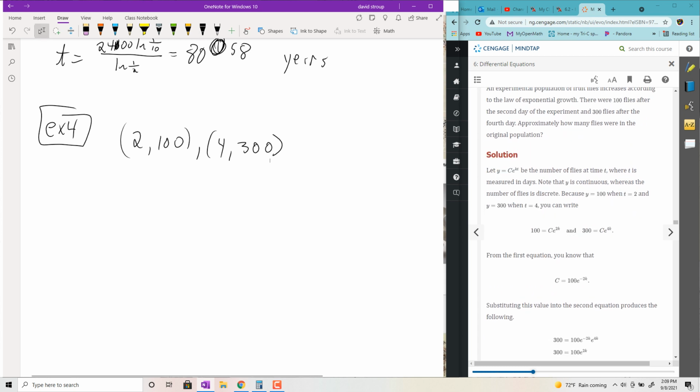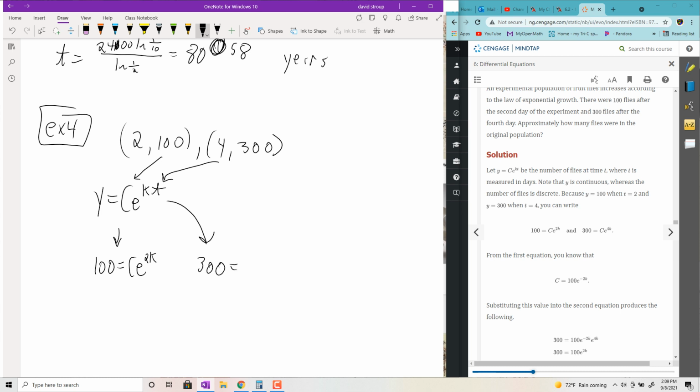The way they solve it is a little weird. So let's take a look. y equals Ce to the kt. They're going to plug each of these ordered pairs in, and then they have kind of like a system of equations, I guess. So let's drop them in, right? Dropping in this, we get 100 equals Ce to the 2k, and dropping in this, we get 300 equals Ce to the 4k, all right?